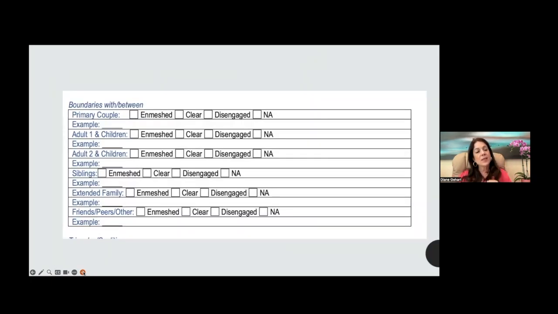So here, yes, there is a checkbox because it certainly makes it easier. But enmeshed, clear, disengaged, it's a bit of a spectrum. Put an example out there to explain why you think it's clear, enmeshed, or disengaged. It is possible, theoretically, I think, to have some enmeshed and disengaged at the same time. But generally, it's one of these three. And you do your best to describe those here. Okay.